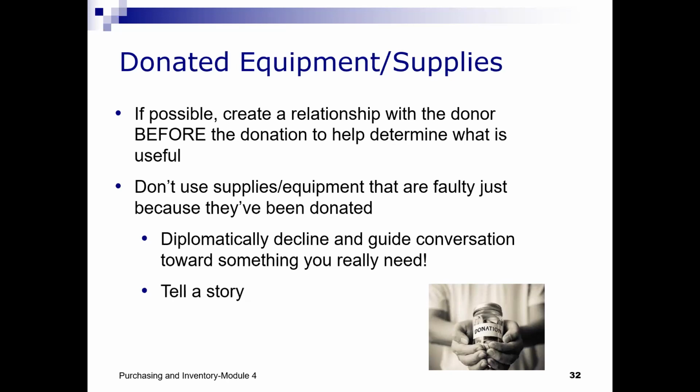Or you can even get creative. Sometimes people want to see their name on something, right? So could you do something like create concrete evidence of a donation? So put a plaque up somewhere, or name a bench after them, or something like that, that sort of caters to what they're looking for. But you can't use supplies or equipment that are faulty just because they've been donated, and that's sometimes very difficult diplomatically, but just from clearly a quality perspective, that's not okay.